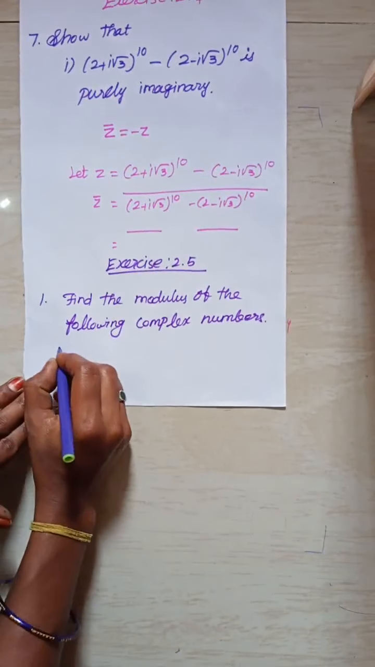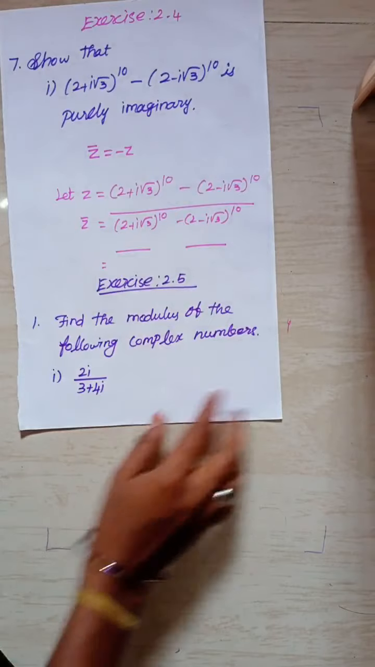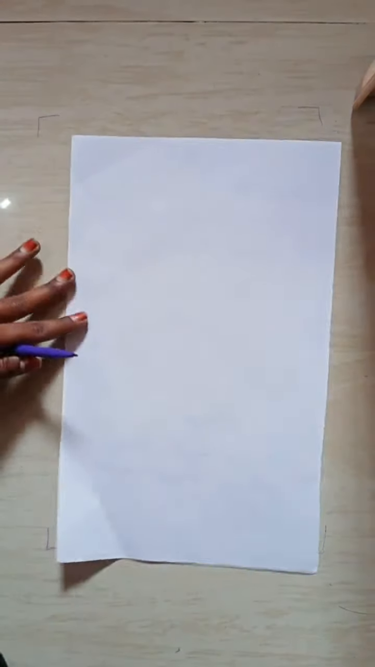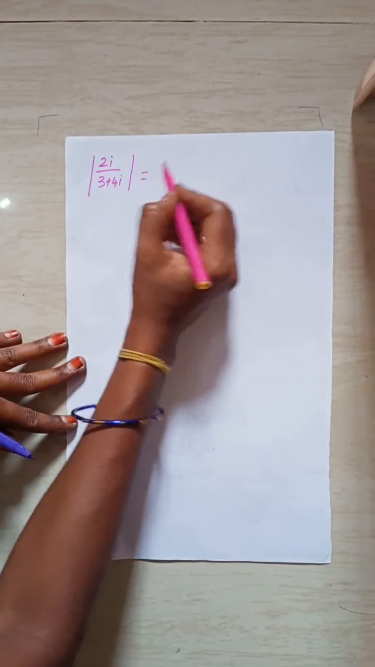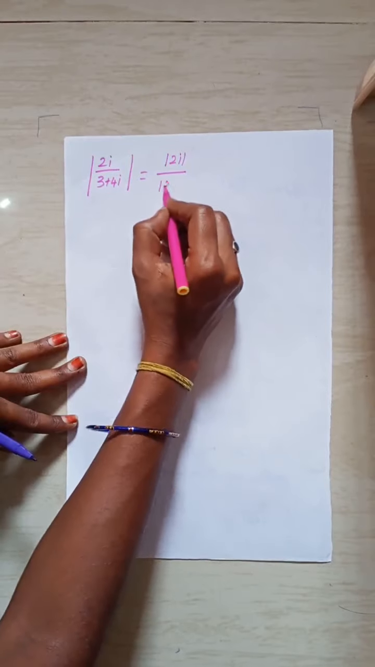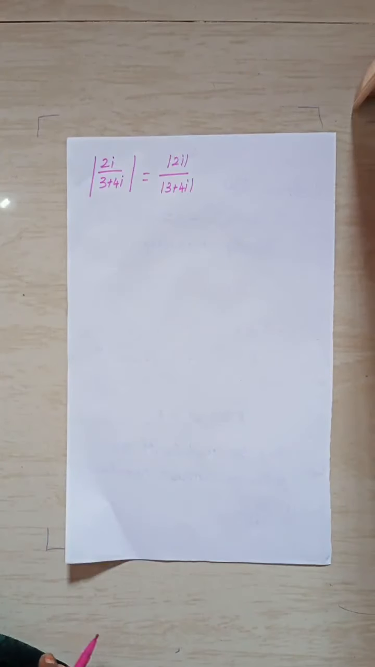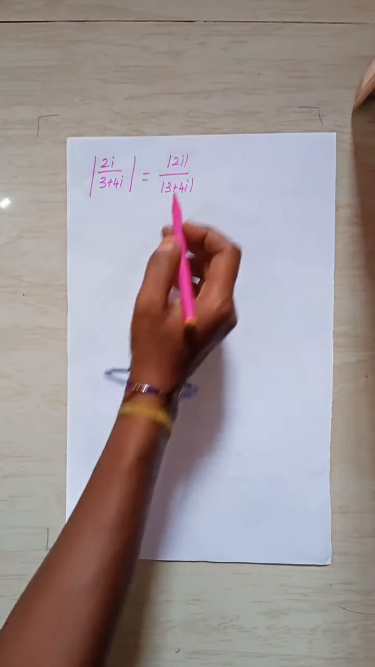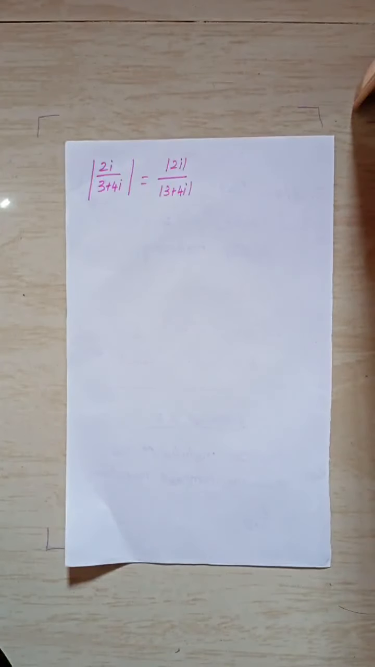First question: 2i by 3 plus 4i. Find the modulus of this. The modulus is equal to, writing it separately, modulus of 2i divided by modulus of 3 plus 4i. Now modulus of 2i is the square root of 0 squared plus 2 squared. Am I right? So the square root and square cancel, and we get 2. And here also the square root of 3 squared plus 4 squared. Simplify this and we get the modulus value.